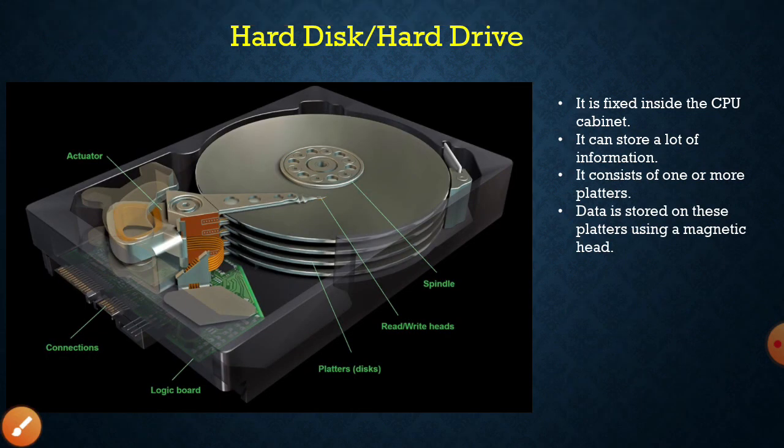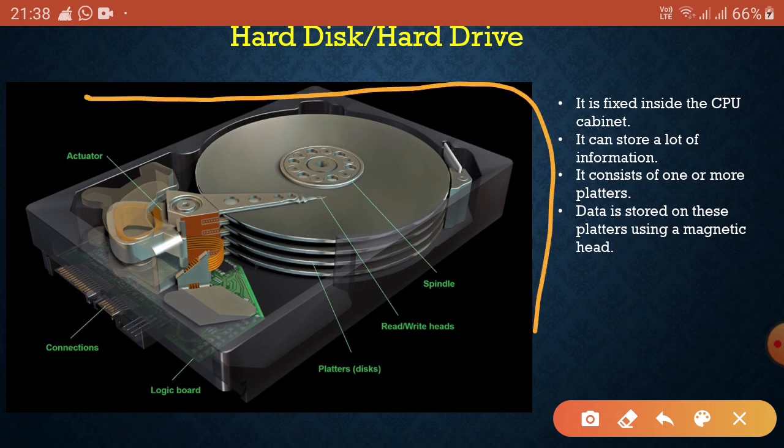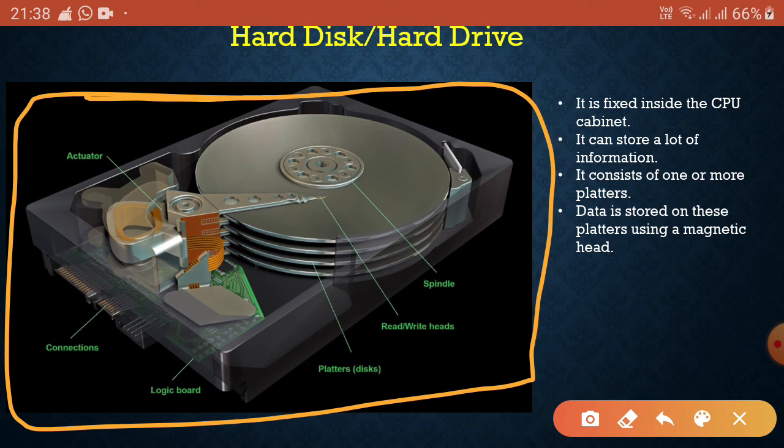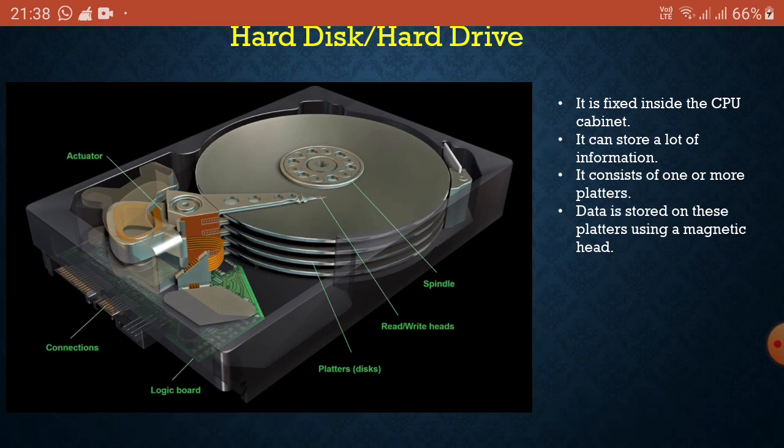Next part. Already we have learned about the HDD, hard disk drive, it is inside the CPU cabinet. It is used to store the information. It is a type of secondary memory. Here the hard disk drive looks like that way. So we store all the information in this part. So this is the diagram of hard disk or hard drive or HDD. So look at it very carefully.